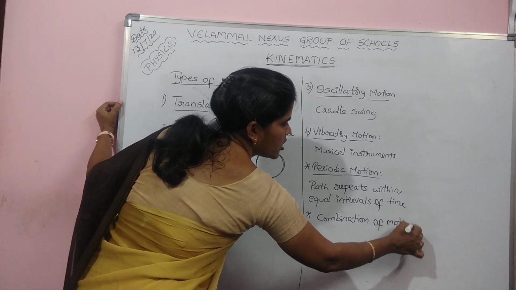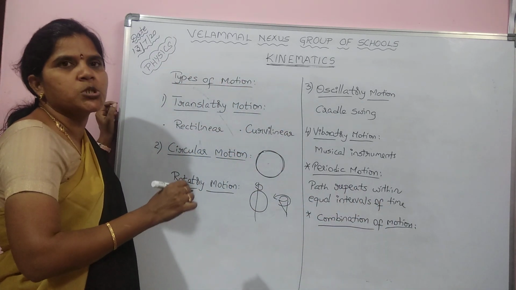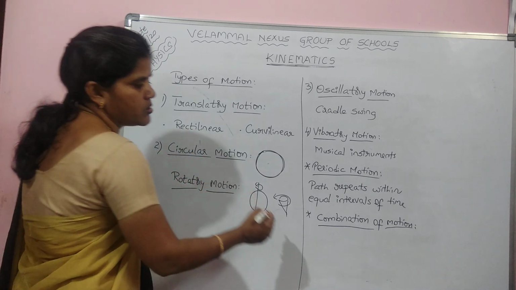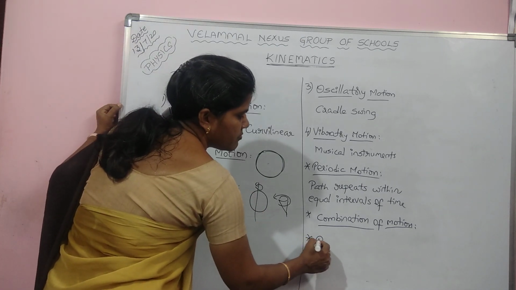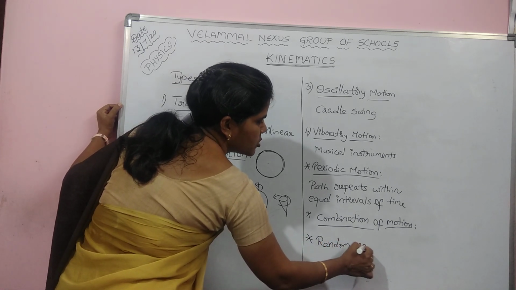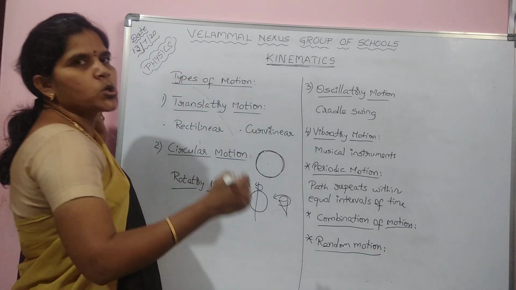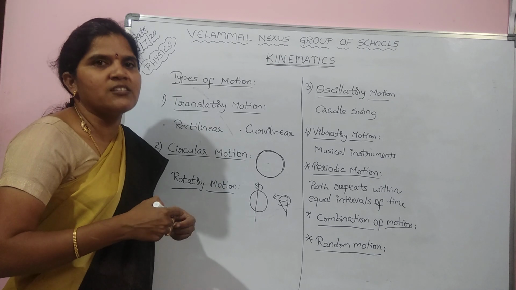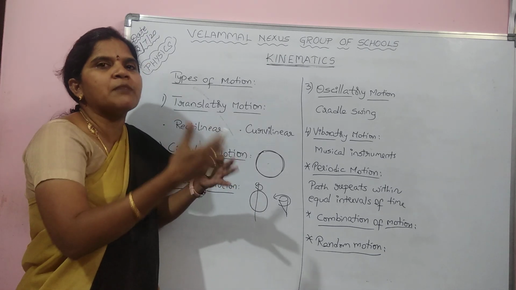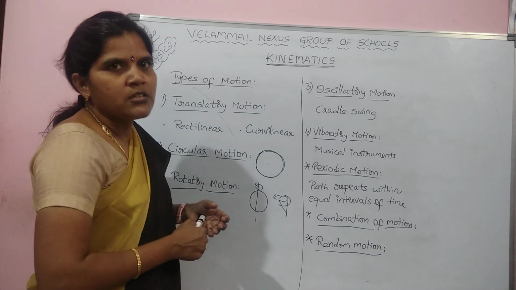A ball rolling on the ground also comes under this. So in all these kinds of motion, you'll be seeing two or three types of motions. It's a combination of motions. And random motion: no particular type of motion will be seen in random motion, like a butterfly flying in the garden, a dog chasing a cat chasing a rat, a mosquito flying. The type of motion keeps changing randomly, and hence we call it random motion. Is it clear, children?